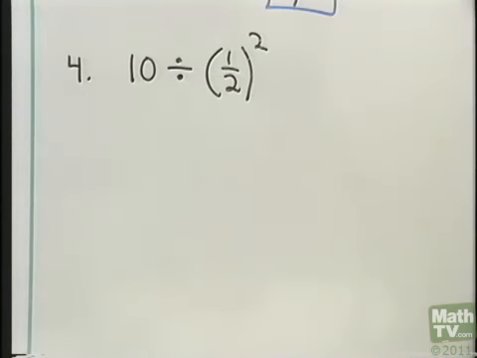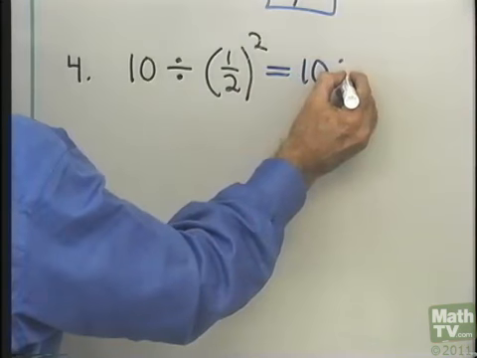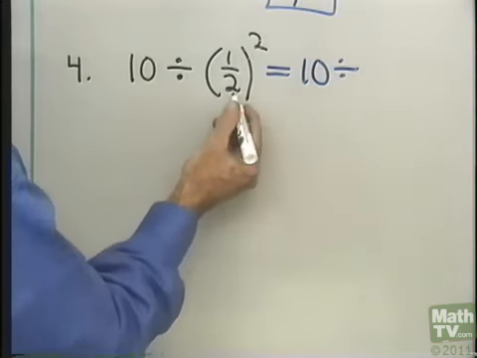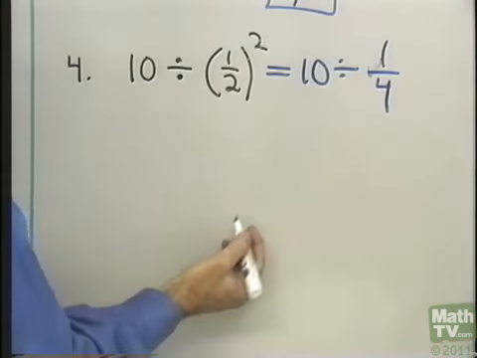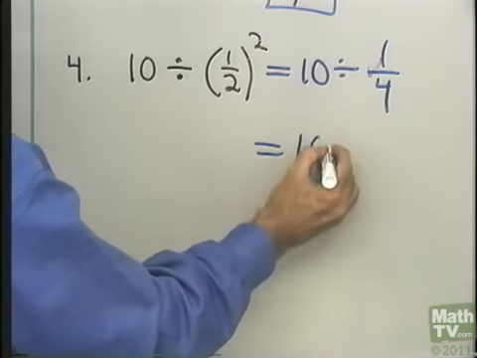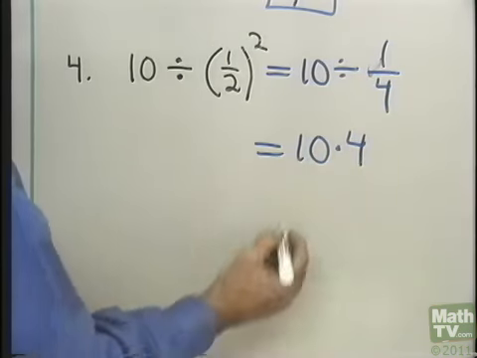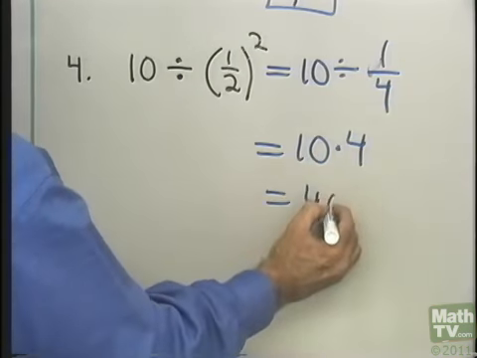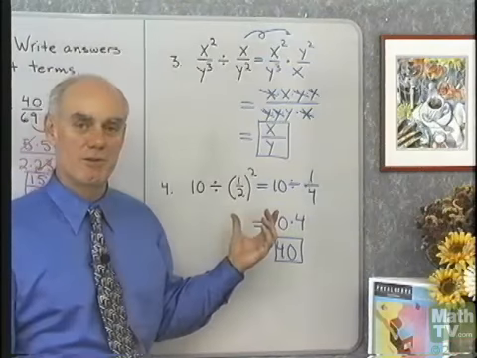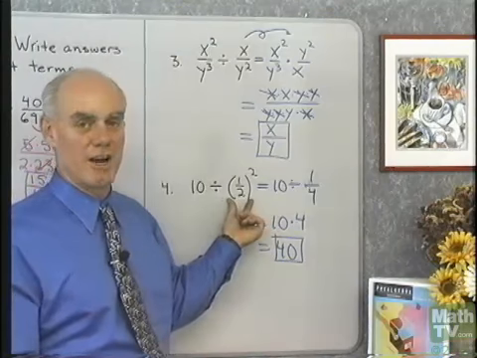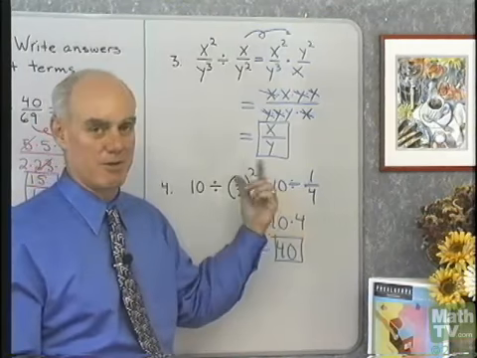Here's our next example. 10 divided by 1/2 squared. Let's take care of that exponent first so that we're following the rule for order of operation. 1/2 squared is 1/4. Now 10 divided by 1/4 is the same as 10 times 4 over 1, which is just 4. 10 times 4 is 40. So this time I included the rule for order of operation. I squared this 1/2 first, and then I changed my division to multiplication by the reciprocal.